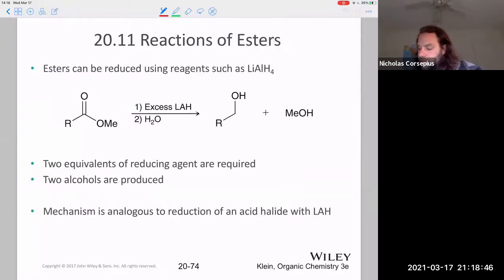Other reactions of esters. Lithium aluminum hydride, what does that do for us? It's a reducing agent. It can reduce an ester all the way to a primary alcohol, okay? And this mechanism is going to be basically identical to what we saw with the acyl halides, where we're going to use an excess, or really two rounds, of lithium aluminum hydride to complete this.